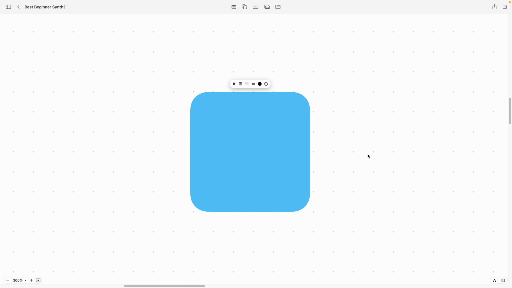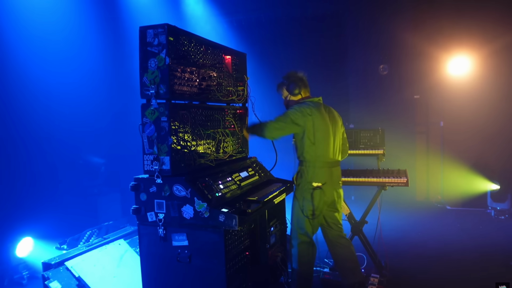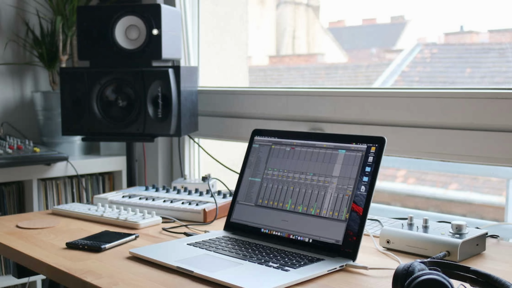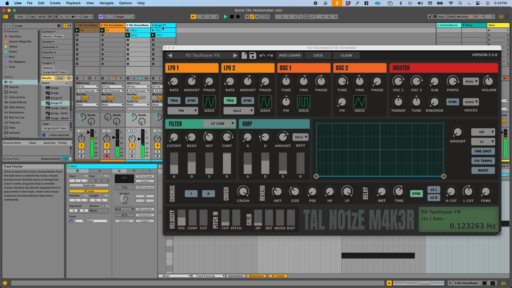The first question being, do we even need a hardware synth? Are you hoping to play the synthesizer live? Because if so, then of course you definitely need a piece of hardware. But if you're just recording and you're recording on a computer, then I strongly suggest getting started with a software-based synthesizer first, before you dive into the world of hardware.